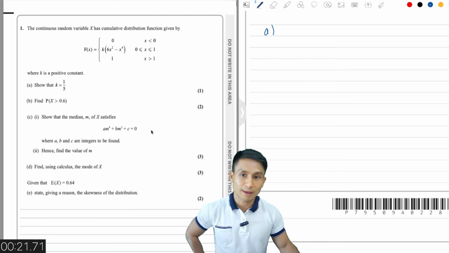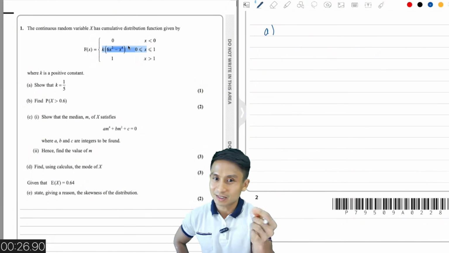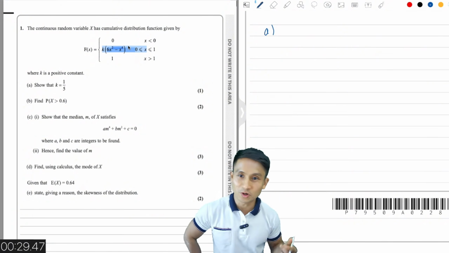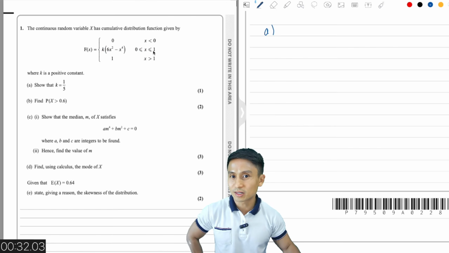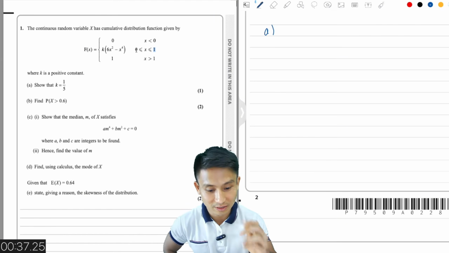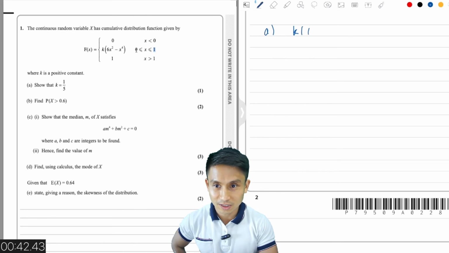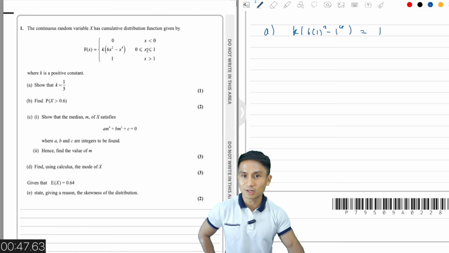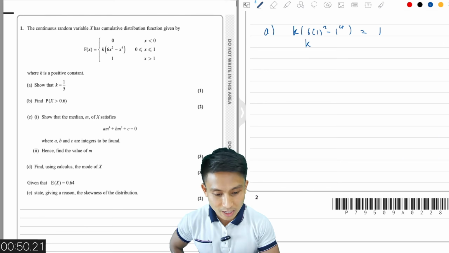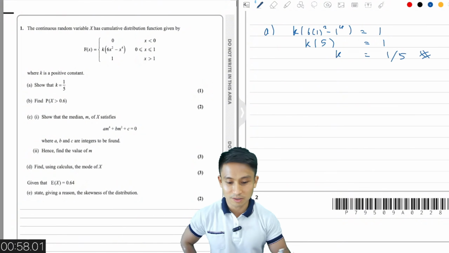Okay, so basically this is just one piece that is relevant, because the 0 and the 1 we don't count. So if we substitute the upper bound of the domain in this function, we should get 1, because that's what cumulative is. You add up probability and it equals 1. So I'm just going to substitute this and then equate it to 1. So k times, inside here you have 6 minus 1, which is 5. So k is 1 over 5. That's just 1 mark, simple.